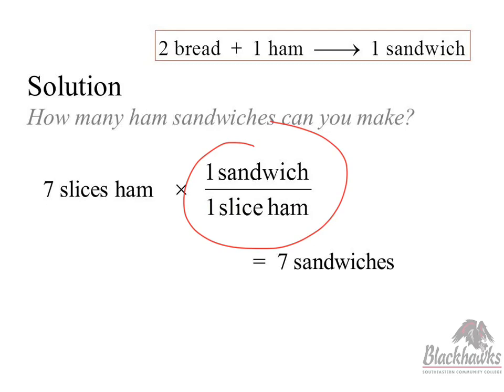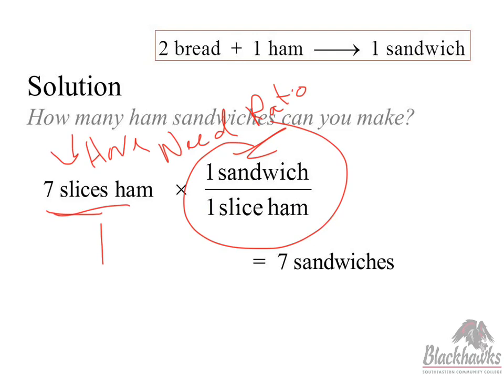Okay. So this is like the need ratio, I guess you could call it need ratio. Okay. That's from the balanced equation. And what you start out with, this is what you have, right? I could put that over 1, and slices of ham cancel. We're left with sandwiches. Notice that anytime we do a stoichiometric calculation, we always use the reactant that's in limited supply.